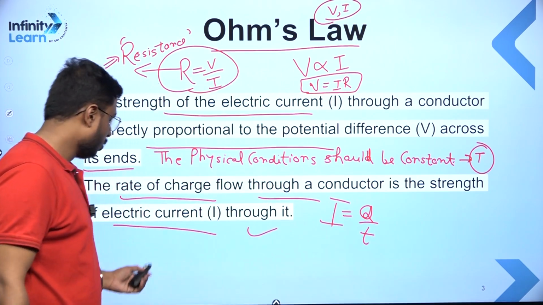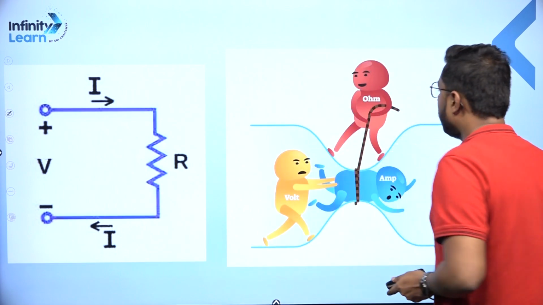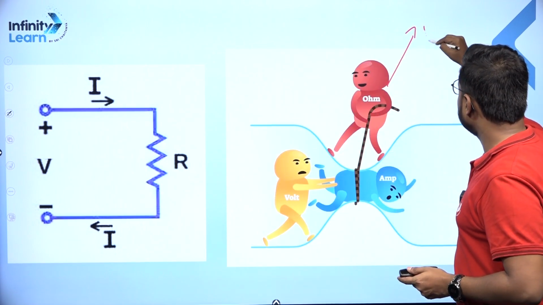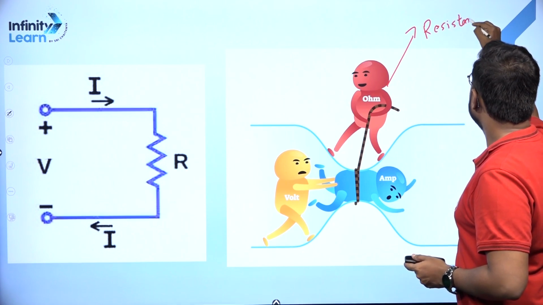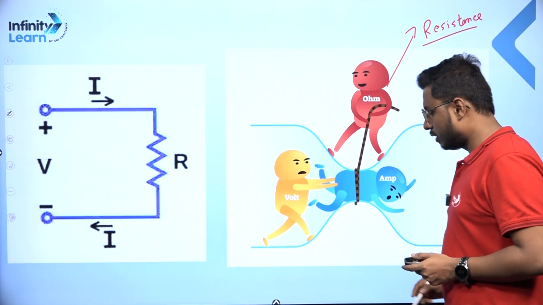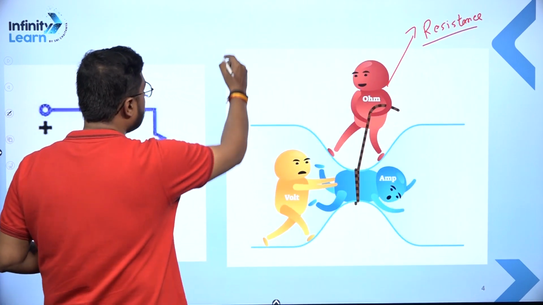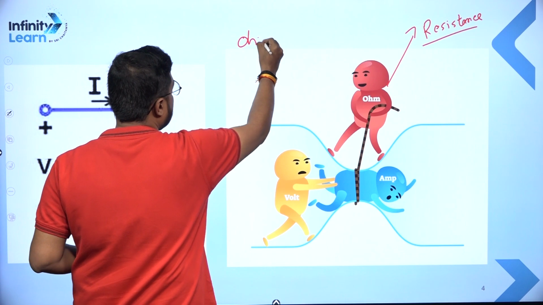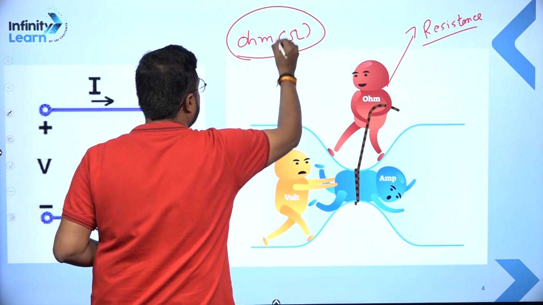Now, moving ahead with the next one. This is the standard unit of resistance, which is ohm. Standard unit of resistance is ohm. Now, talking about ohm, the symbol of ohm is this. This is the symbol of ohm.